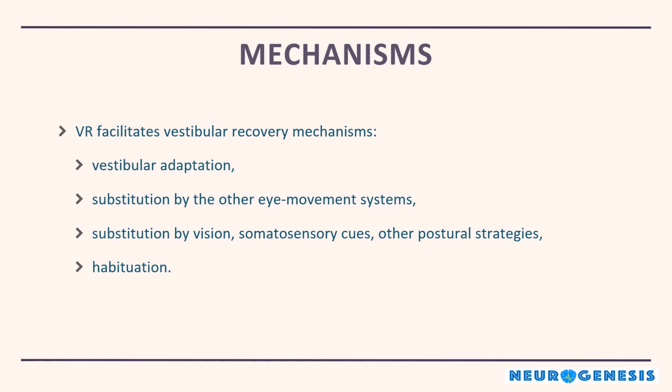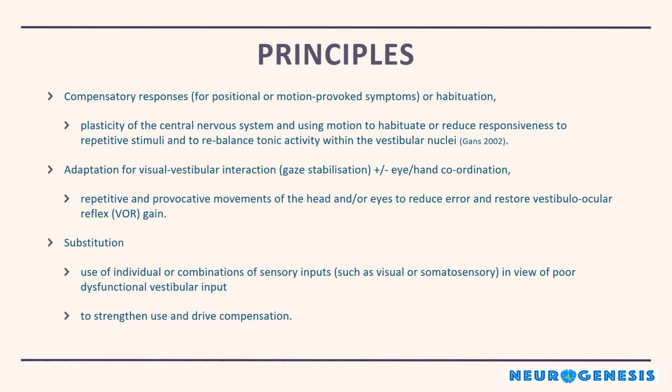So vestibular rehab can facilitate vestibular recovery through vestibular mechanisms, through vestibular adaptation, using substitution of other eye movement systems, substitution by using vision or somatosensory cues or other postural strategies, and habituation. Some of the principles would be compensatory, or in a way, it's actually neuroplasticity. As you train and train for this patient, they will start adapting to something new. So what was weak will become stronger. So if you repeatedly train and provoke the head and eye to try and reduce the error and improve the VOR, then the patient will adapt to this new pathway.